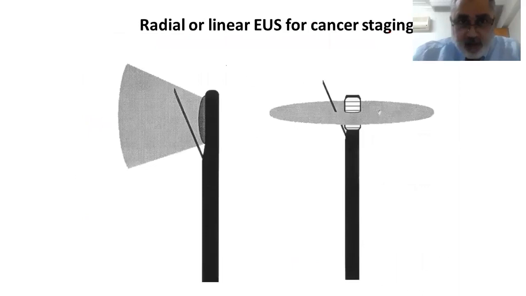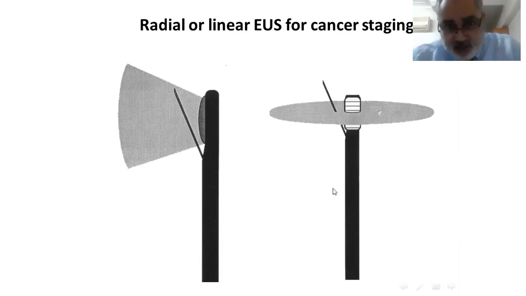So after completing studying the staging of the pancreatic masses and the resectability of the pancreatic masses, 2 points are left to be discussed. The first point is, which is better for staging of the pancreatic body masses? Is it the radial echoendoscope or the linear echoendoscope?